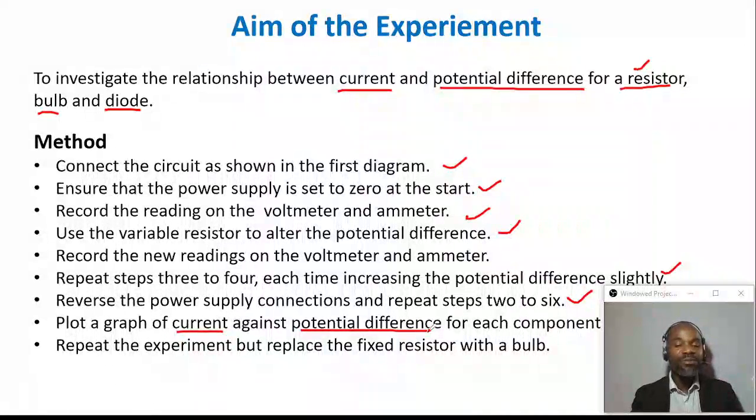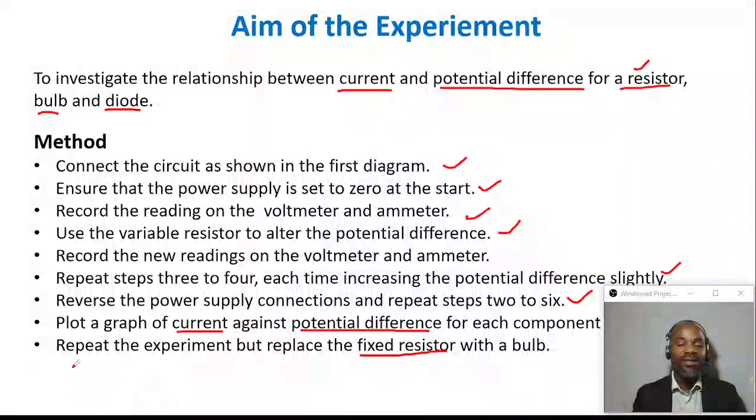And then we repeat the experiment by replacing the fixed resistor with a bulb. The first one we did was with a resistor, the second one is going to be with a bulb, and the third one is going to be with a diode. That's how the experiment should be carried out for us to obtain the results we are expecting. And that is the meaning, to investigate the relationship between current and potential difference for a resistor and for a bulb or for a diode.